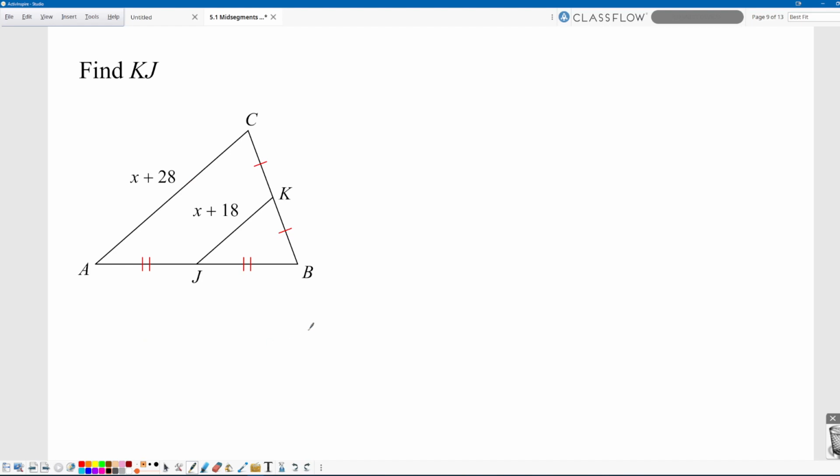So here's another one. Previously I've been setting everything up as the midsegment is half of whatever. We could also say, well, if I take my midsegment, KJ, and double that, it should be equal to the parallel side. So if you multiply the midsegment times 2, it's equal to the side it's parallel to. So we get 2 times x plus 18 is equal to x plus 28.